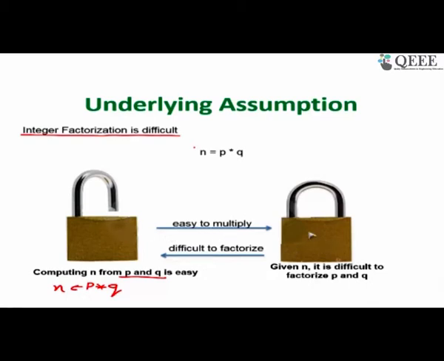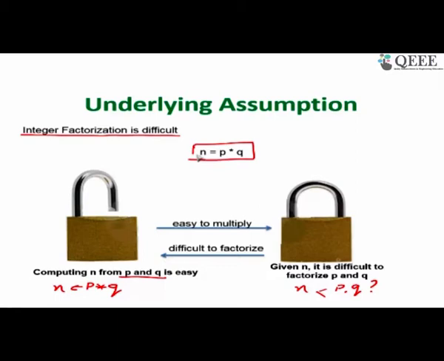However, on the other hand, if you're given just n and asked to find what p and q are, then it is extremely difficult. It is very difficult to factorize n into p and q, while it is very easy to multiply the two numbers. And this basic assumption is the central thing in the RSA algorithm.